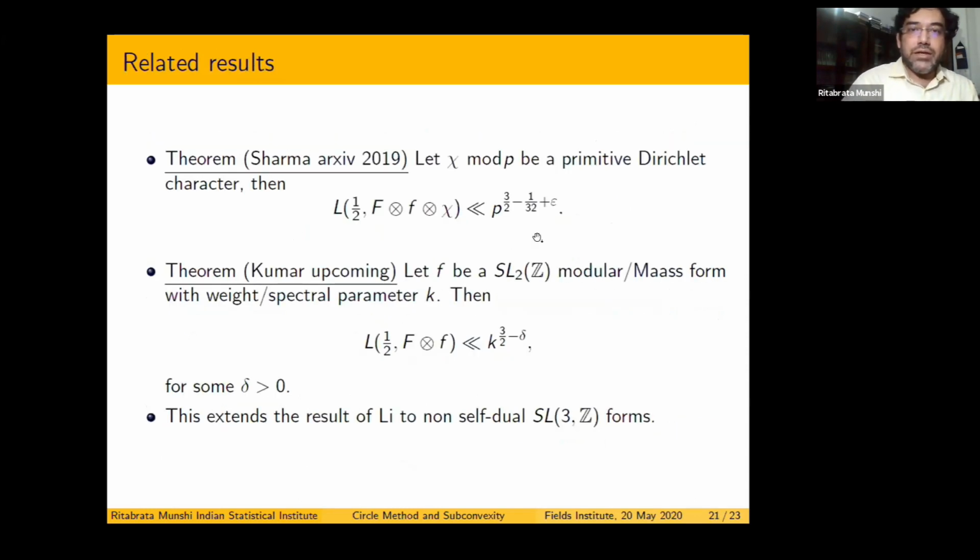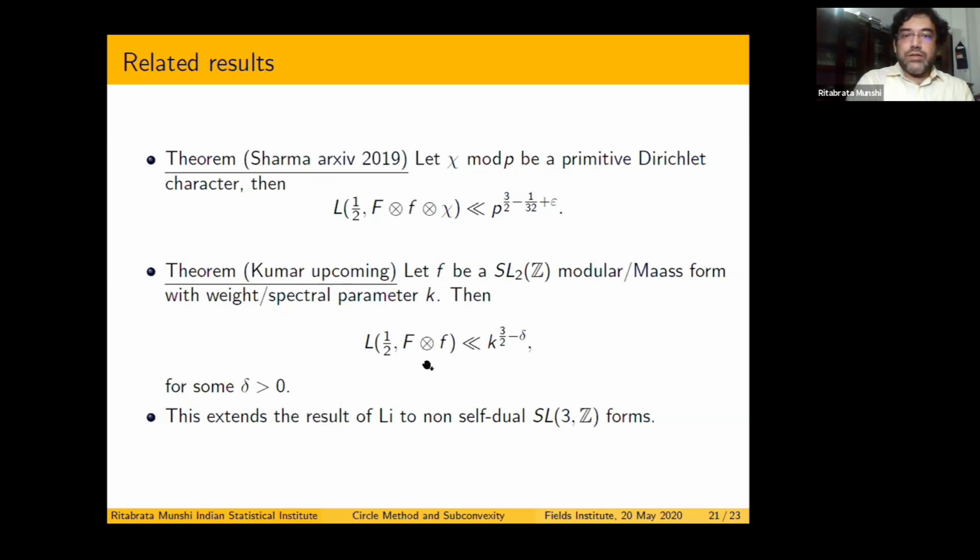And now this method also gives you other results for the GL3 cross GL2 L-function. There is a recent preprint on the arXiv by my student Prahlad Sharma, and he looks at the GL1 twist of GL3 cross GL2 Rankin-Selberg, and he proves a subconvex bound. Again, chi is a primitive character modulo p, assume p to be prime for simplicity, and you get p to the power 3/2 minus this much saving.